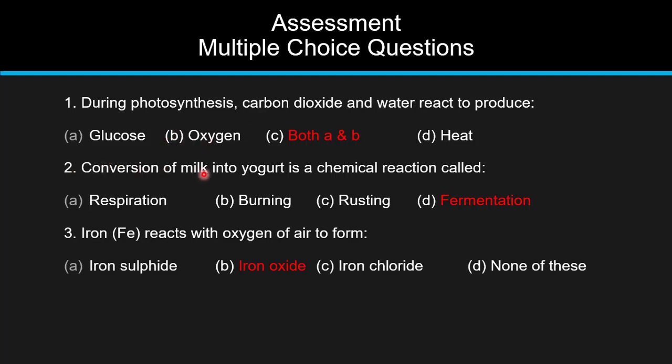Number 2, conversion of milk into yogurt is a chemical reaction called. The options are respiration, burning, rusting, or fermentation. The correct answer is fermentation. Number 3, iron reacts with oxygen of air to form. The options are iron sulfide, iron oxide, iron chloride, or none of these. The correct answer is iron oxide.